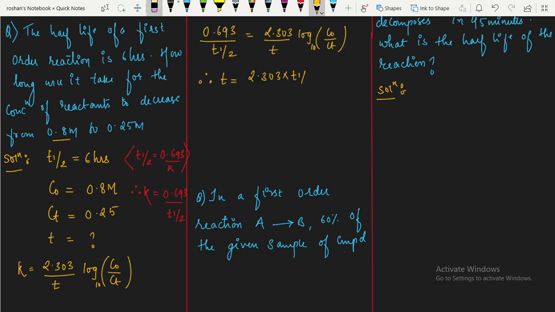What I'll do is, students, I'll just substitute the values. Okay, directly substitute the values. So this is 2.303 into what is the value of T half which is given to you? Can I say that is 6 hours upon, so 2.303 into 6 upon, this is going here, so 0.693 will come in the denominator, students.